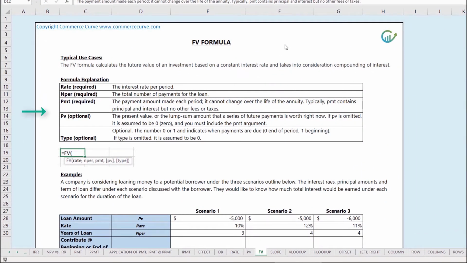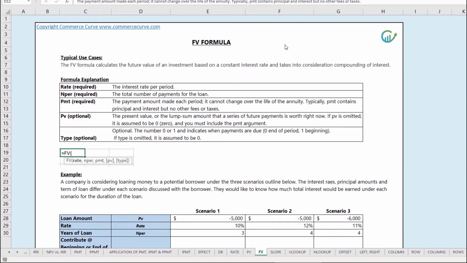So the formula is comprised of 5 syntax. 3 of them are required and 2 of them are optional. First, we have the rate, which is the interest rate per period. Then we have the Nper, which is the total number of payments for the loan or the investment. Then we have the PMT, and that's the payment amount per period. That can't change over the life of the annuity, and it typically contains the principal and interest, but no other fees or taxes. The PV and the type are optional fields for the syntax.